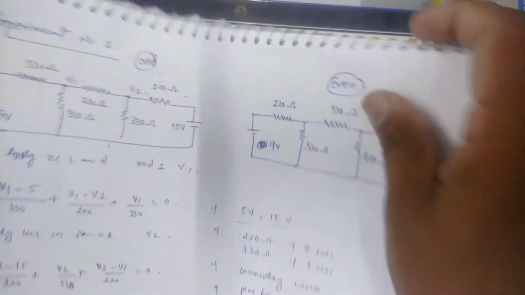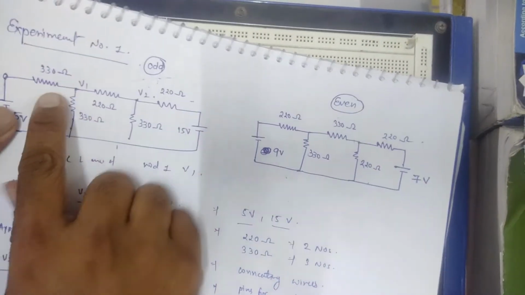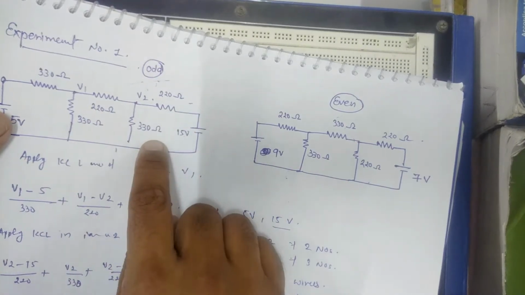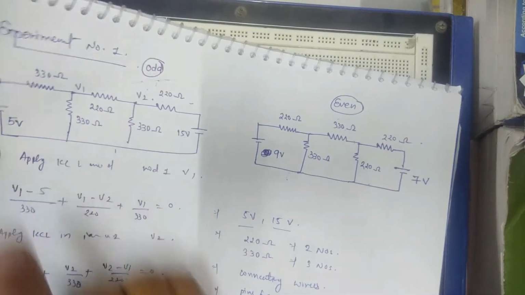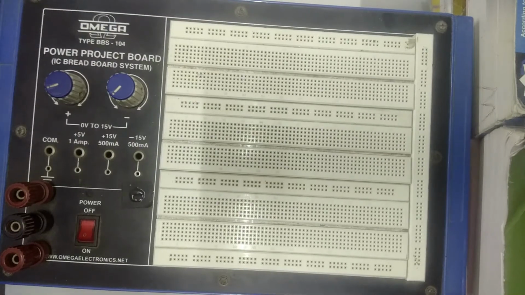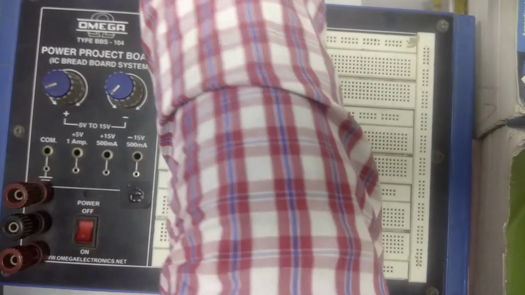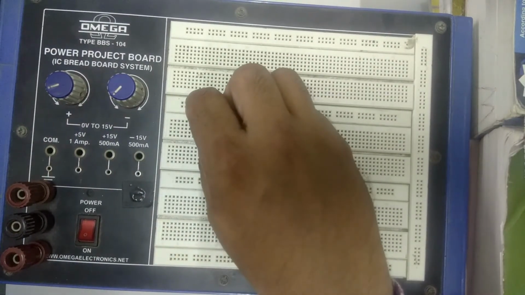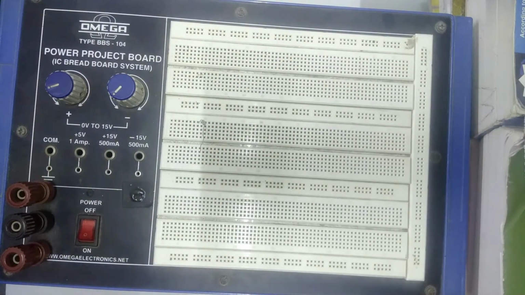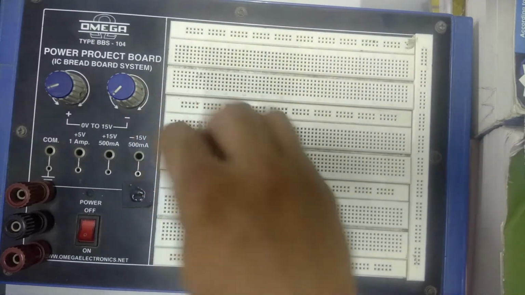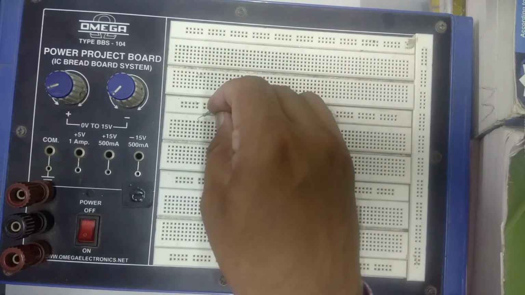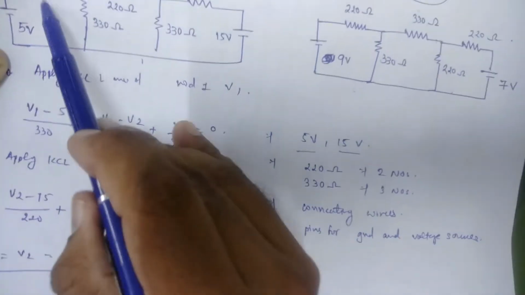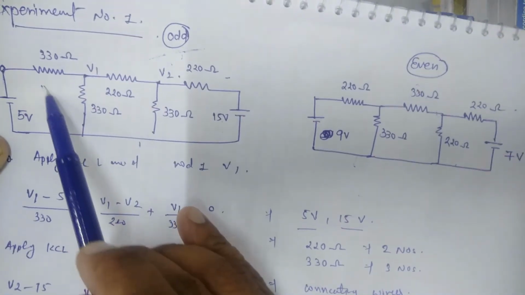Our main circuit has a 330 ohm resistor, which is connected over here, then 220, 330, 220 and 330, and 15 ohm and 5 ohm. So first I have to take this 330 ohm resistor. I am taking this 330 ohm resistor, and I will connect it like this on the breadboard. This 330 ohm resistor is connected right now.